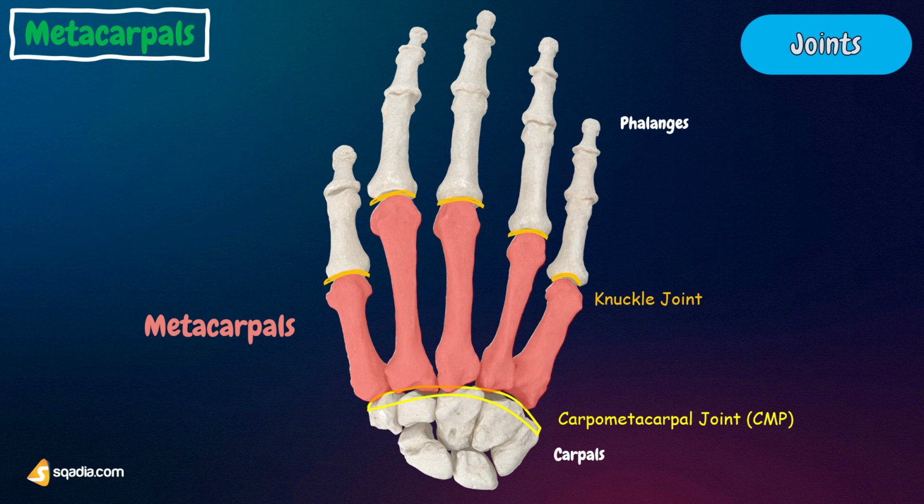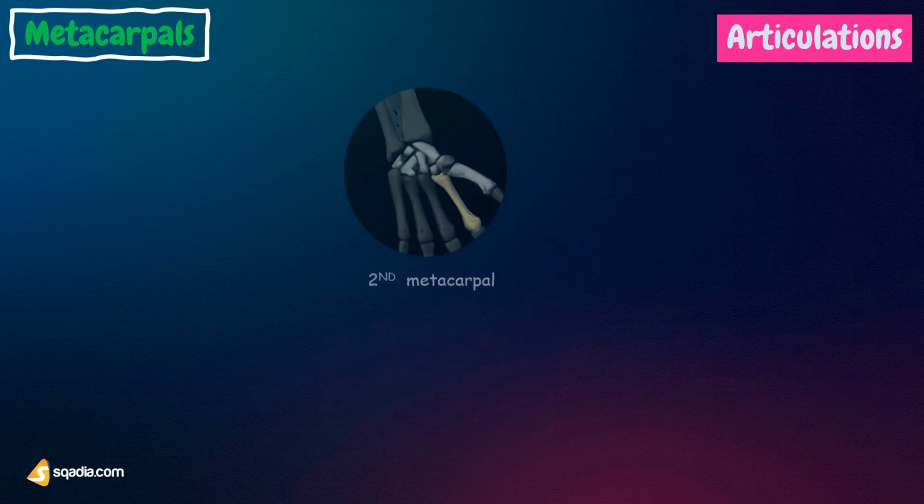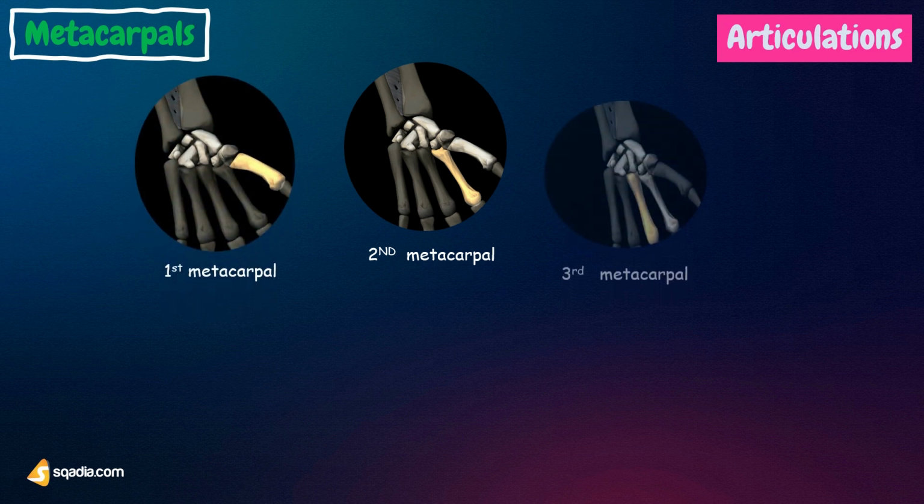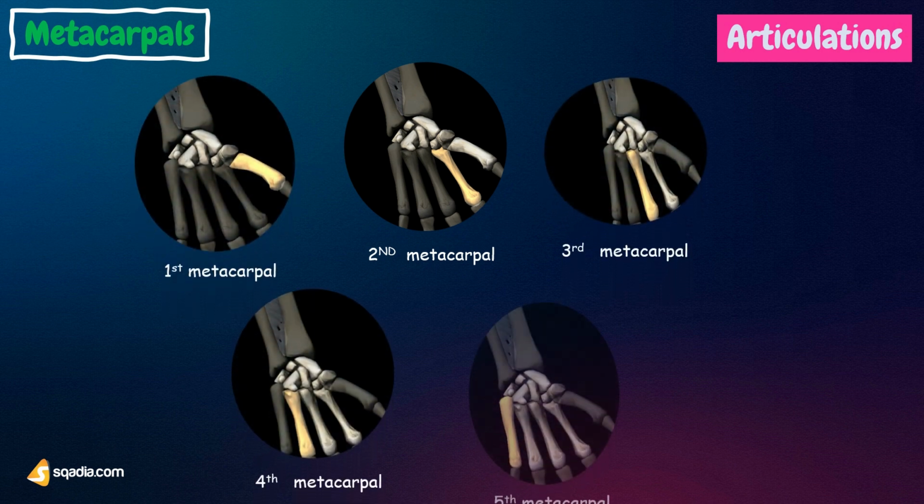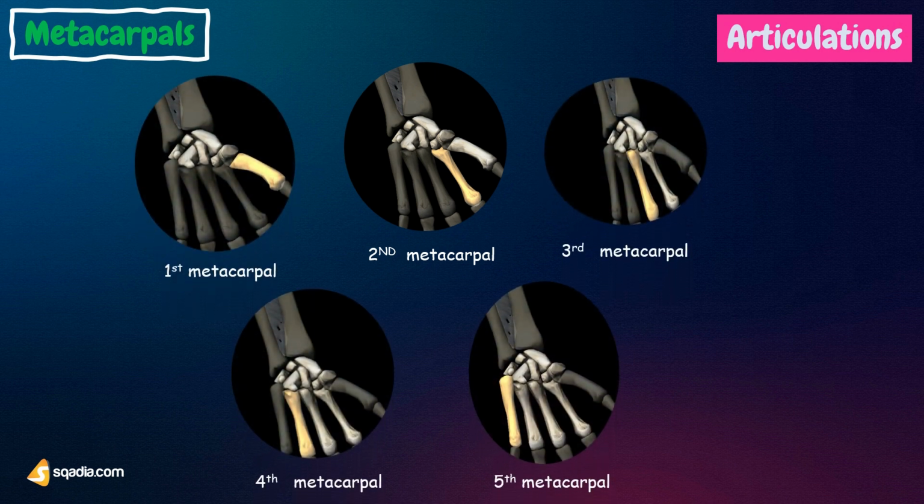We know that on the proximal end, the metacarpals articulate with the distal row of carpal bones, and on the distal end, each metacarpal head articulates with the base of its corresponding proximal phalanx.